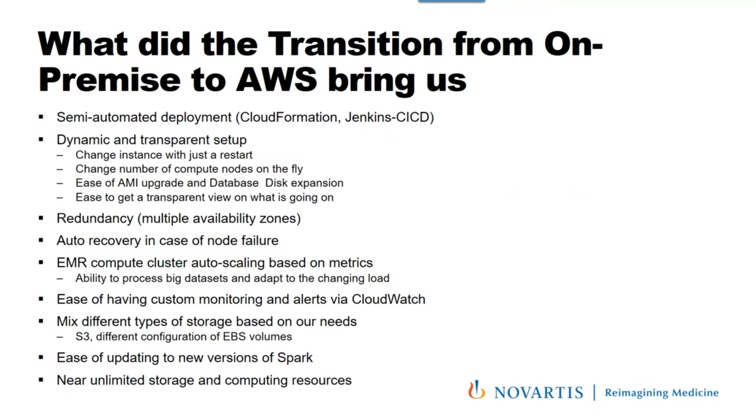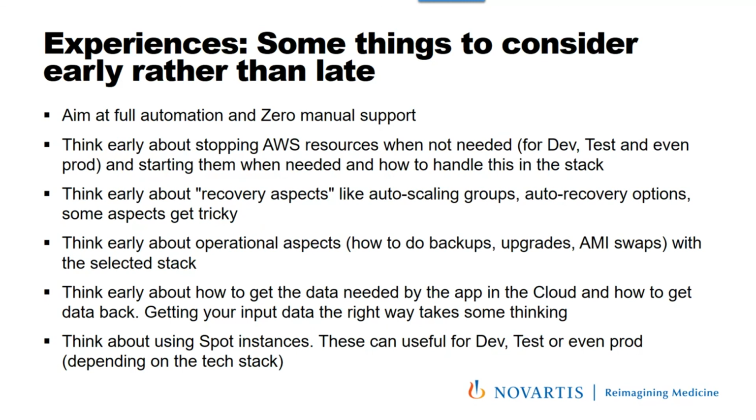Some things to consider. Earlier rather than late, aim at full automation and zero manual support. Think early about stopping AWS services and resources that are not needed. Have environments. Think about recovery aspects. Think about operational aspects, backups, upgrades, AMI swaps, and full automation. Think about how to get the data in the most convenient way into the cloud, the fastest way, without having to pay for a huge price. And use on-demand and spot.